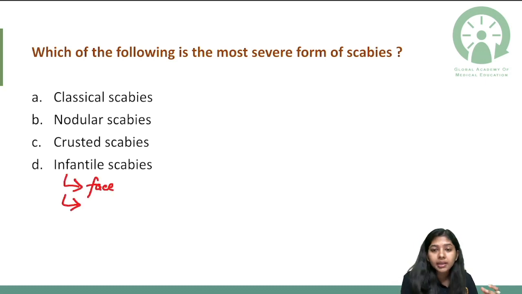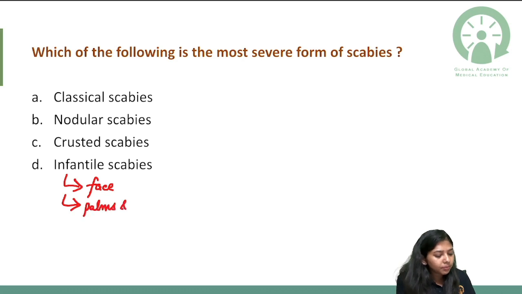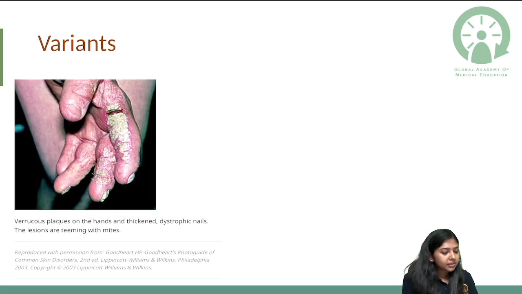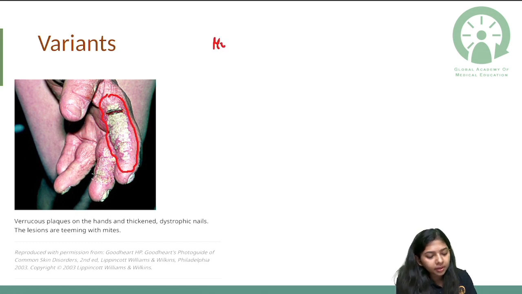In adults, in classical scabies, the face, the palms, and the soles are spared. But in infantile scabies, you will have lesions on face, palms, and soles. Now, what are nodular and crusted scabies? See, this is an example of crusted scabies. You're getting very hyperkeratotic crusted lesions.